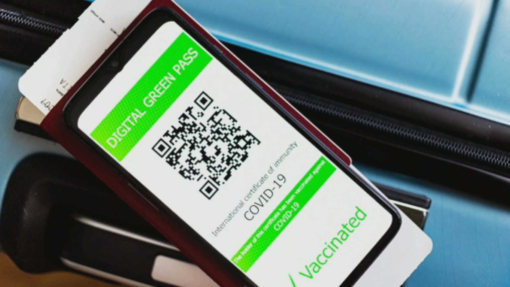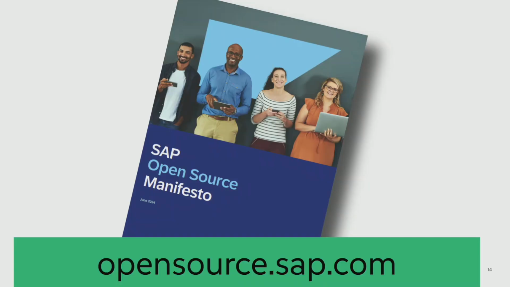Yeah, yeah. Hey, and Tobias, I'm curious. You talk about strategy. When we were talking in October, you told us about the Open Source Manifesto that SAP is holding on to. Can you tell us a bit more about the Open Source Manifesto?